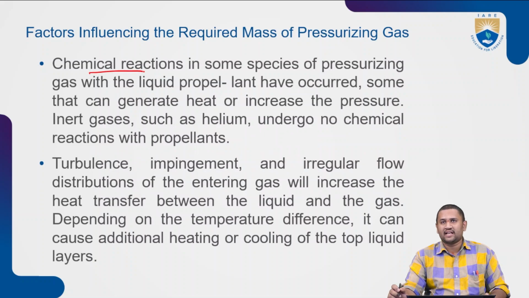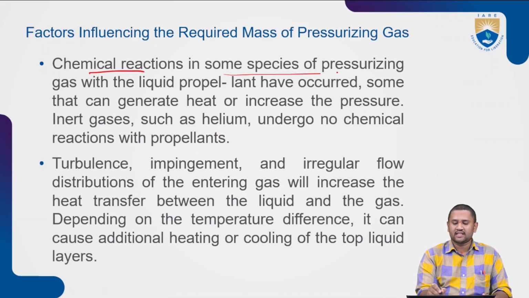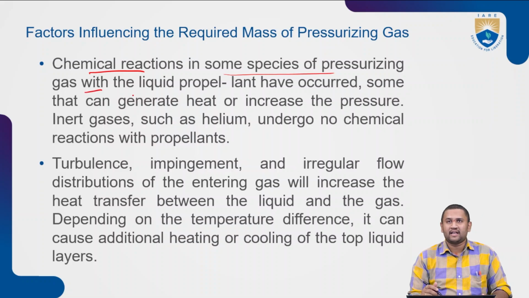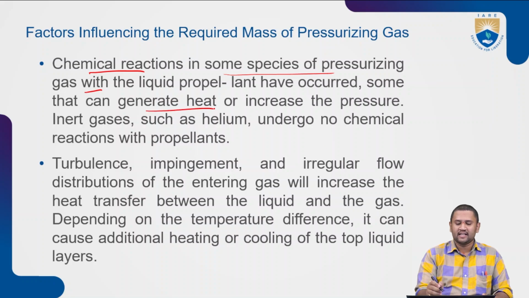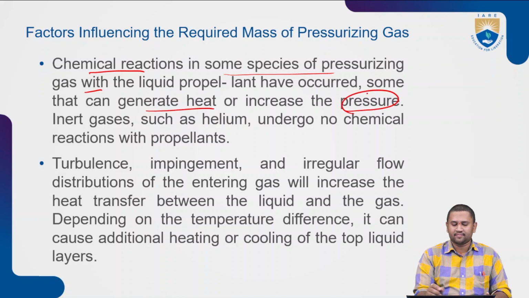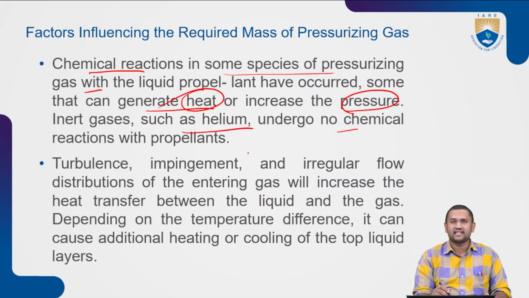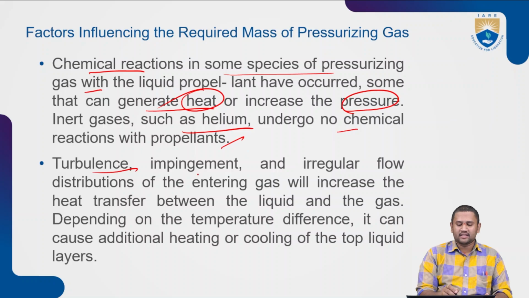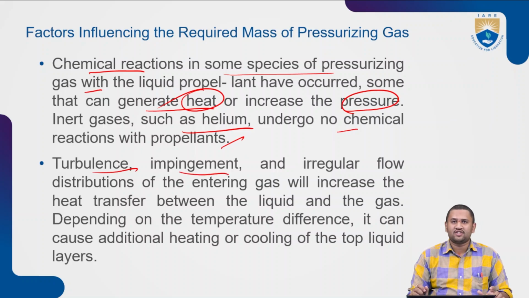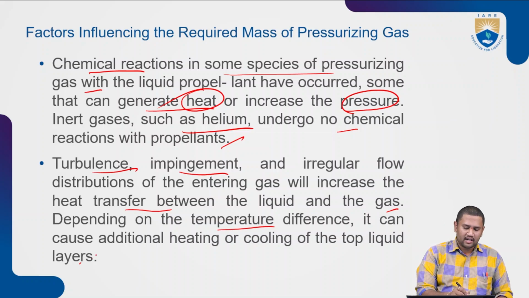Next one will be the chemical reactions. Right? The chemical reactions, particularly in some species of pressurizing gas with liquid propellant, can generate heat or increase the pressure. Inert gases such as helium undergo no chemical reactions with the propellants. Turbulence, impingement, and any other irregular flow distributions of the entering gas will increase heat transfer between the liquid as well as the gas. Depending on the temperature difference, it can cause an additional heating or cooling effect on top of your liquid layers.